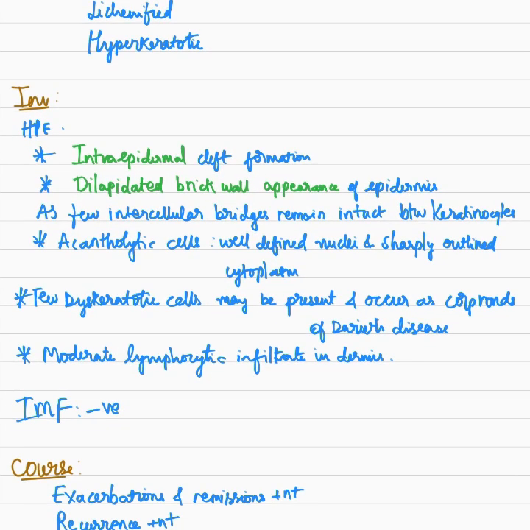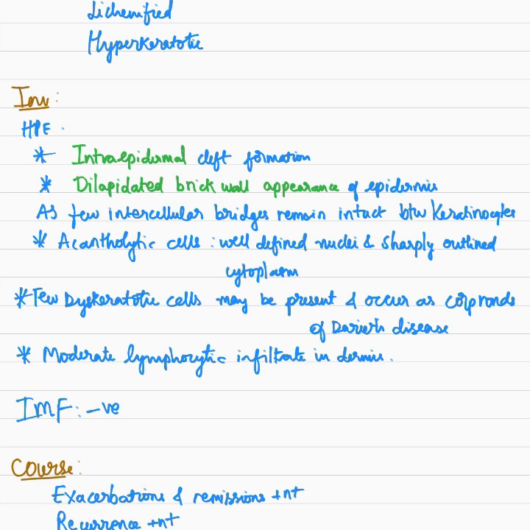Coming to investigations, it is pretty simple because there are no autoantibodies formed here. It is simply because of a mutation in a gene that is required for creating the calcium gradient, leading to acantholysis. On HPE, there is going to be intraepidermal cleft formation at the level of the spinous cell layer, and it also gives a dilapidated brick wall appearance to the epidermis, because even though the desmosomes are lost, there are some intact intercellular bridges between the cells, giving this layer of epidermis, the stratum malpighii, essentially a dilapidated brick wall appearance.